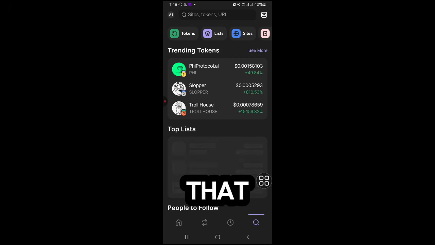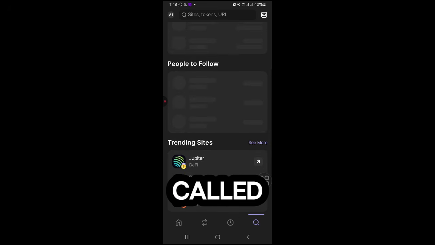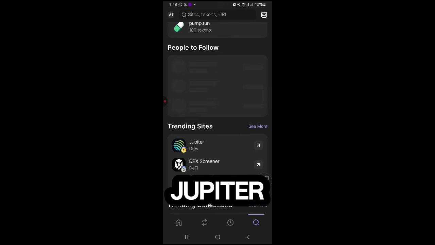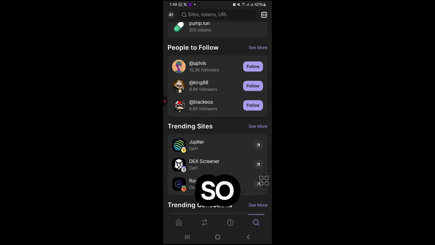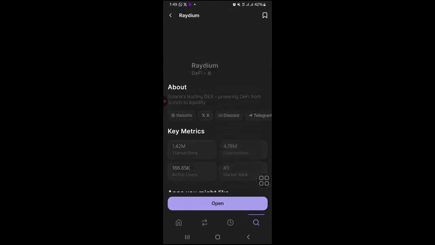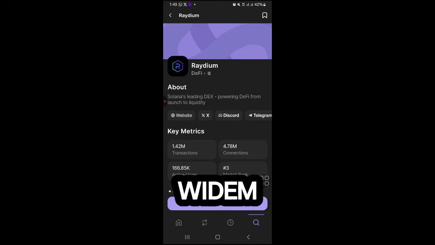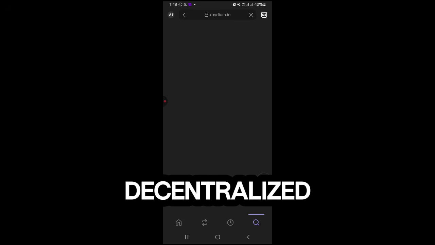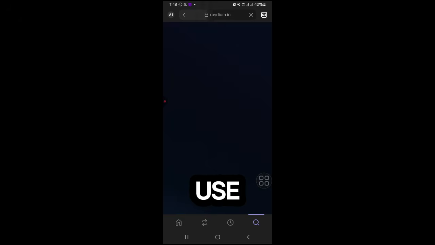What we'll be doing is going to a website called either Jupiter or Raydium to buy this particular token. So let's click on Raydium. You come to this place, it's going to take you to Raydium. Tap on open. It's going to take you to Raydium. Raydium is a decentralized exchange which we can use to buy and sell memecoins or coins listed under the Solana ecosystem. So let's give this a sec for it to load up.